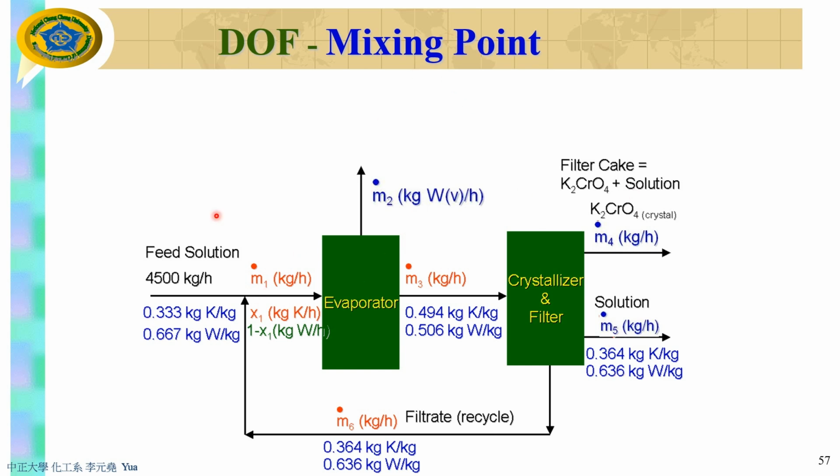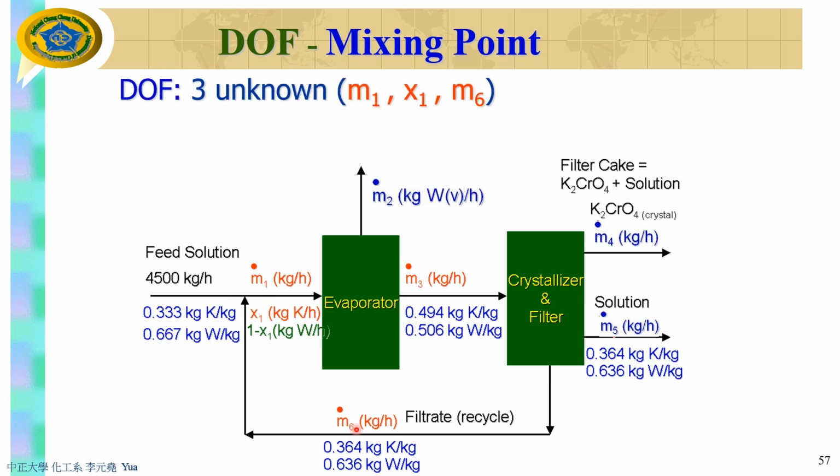Because you already used the overall system, now let's go to the single unit systems. Let's go to the first one, the mixing point. At the mixing point, how many inputs and how many outputs? 2 inputs and 1 output, right? How many unknowns outside the box? 3 unknowns: M1, X1, and M6.